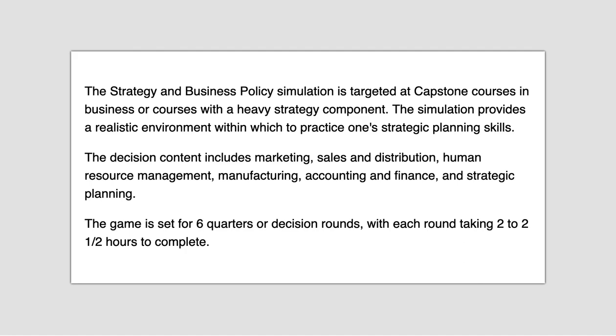Strategy and business policy simulation is targeted at capstone courses in business or courses with a heavy strategy component. The simulation provides a realistic environment within which to practice one's strategic planning skills. The decision content includes marketing, sales, and distribution, human resource management, manufacturing, accounting, and finance, and strategic planning. The game is set for 6 quarters or decision rounds, with each round taking 2 to 2.5 hours to complete.